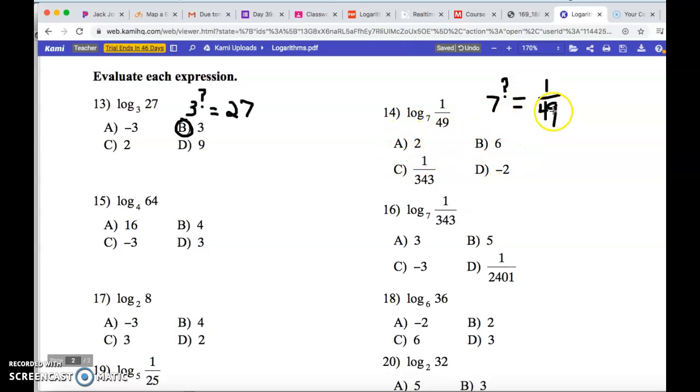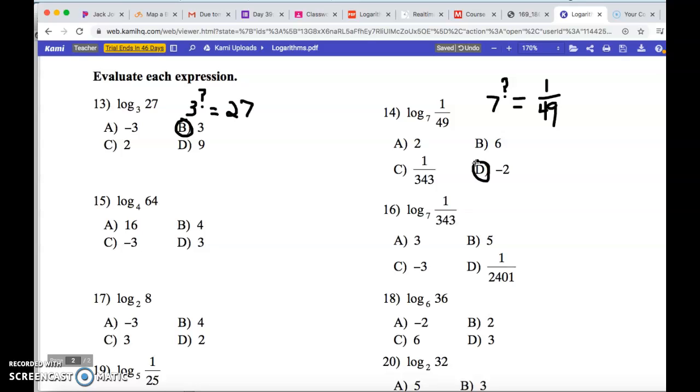But to create a fraction, if you remember back to powers, a negative power drops it down to your denominator. So instead of putting a 2 here, that would give me regular 49. The negative 2 is going to give me 1/49. The negative would force your answer down to your denominator and create the fraction.